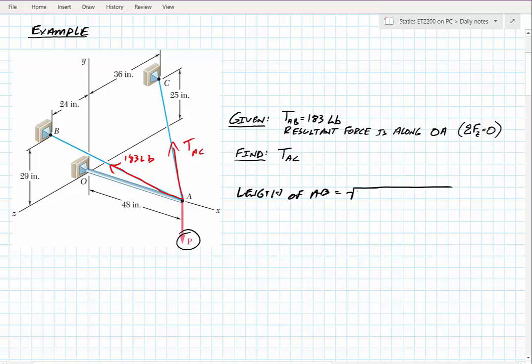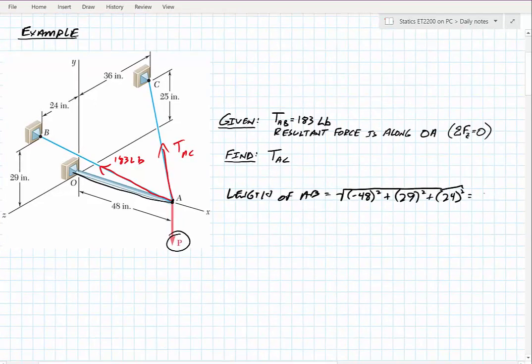So for AB, I like to keep my signs in here to keep it straight. How far do I get from A to B in the x direction? I can see that that's 48, but it has to go in the negative x direction. So negative 48 squared, plus in the y direction, I'm going up a positive 29 inches, squared that. And then in the z direction, I'm going over a positive 24 inches. If I plug that in my calculator, I end up with the total length of cable AB to be 61 inches. Same idea with cable AC.